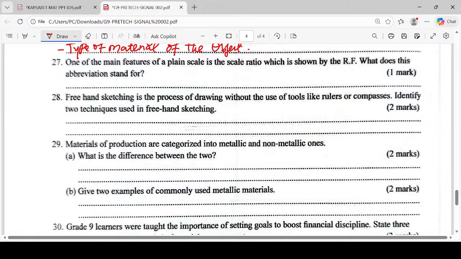One of the main features of a plane scale is the scale ratio, which is shown by the RF. What does this abbreviation stand for? RF stands for representative fraction.